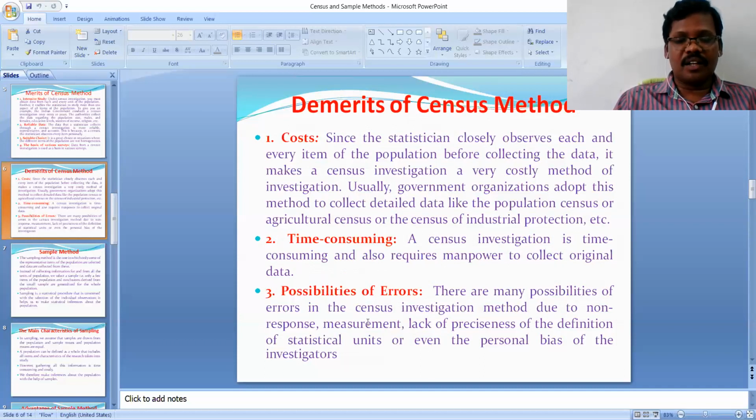And there are possibilities of errors. There are many possibilities of errors in the census investigation method due to non-response, measurement, lack of precision in the definition of the statistical units, or even the personal bias of the investigators. So this is what we can observe from this method.